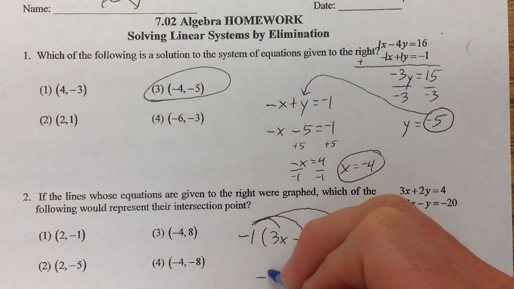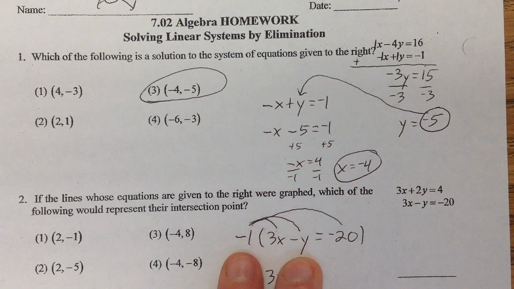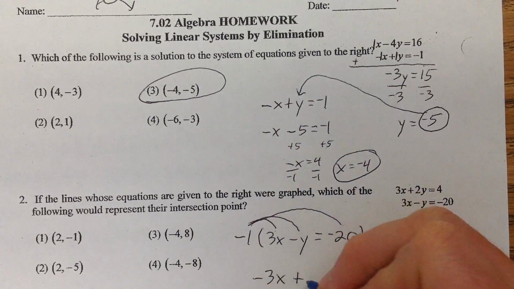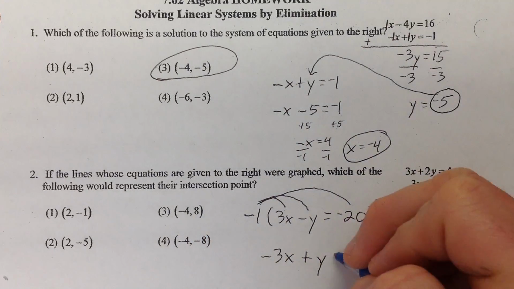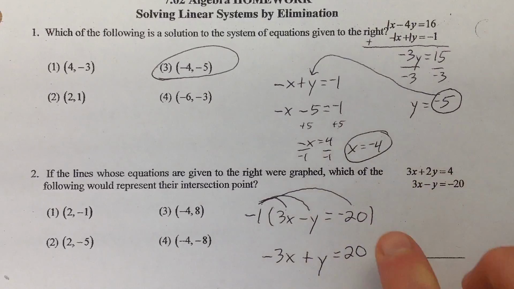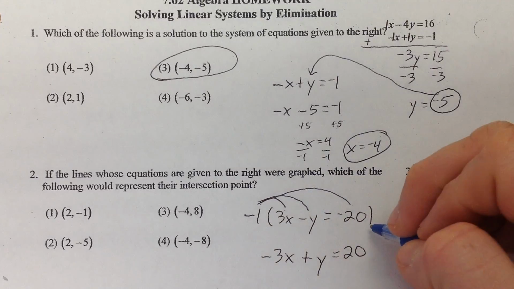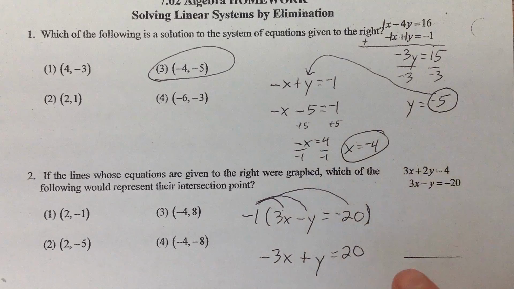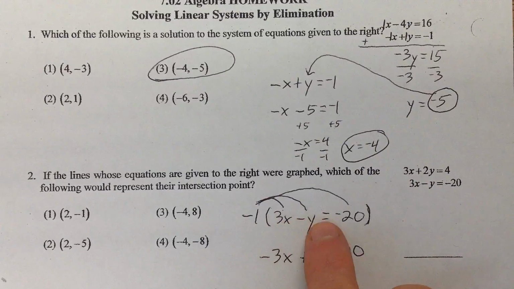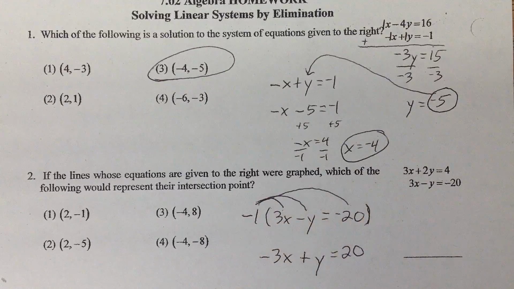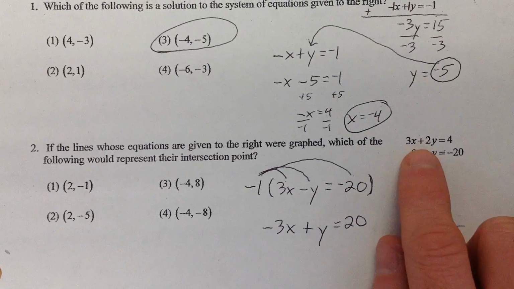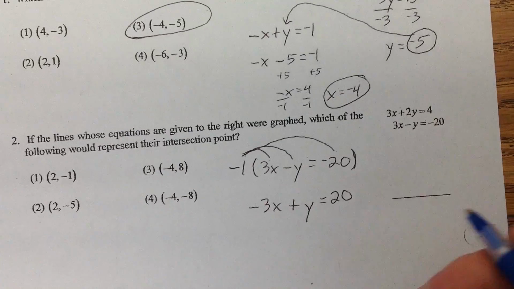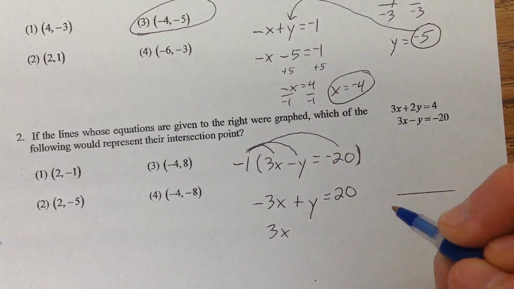So this is going to give us a negative 3x. A negative times a negative is going to be a positive y. And then again, a negative times a negative is going to be a positive 20. Don't forget to multiply it by this last piece here. That's probably the biggest mistake that I see kids make, is they multiply it by the first two and then forget to multiply it by the third. All right, now we take the top equation that we haven't used yet, 3x plus 2y equals 4. I'm going to write that underneath here.